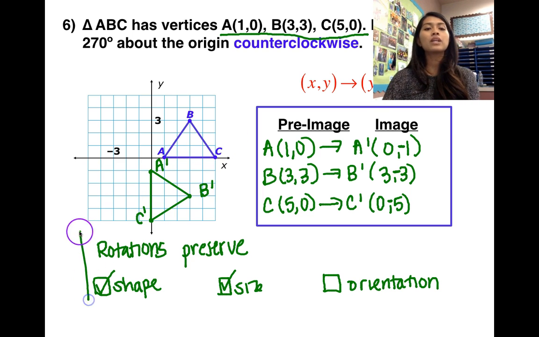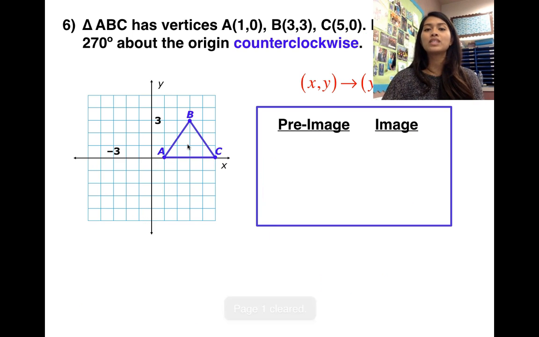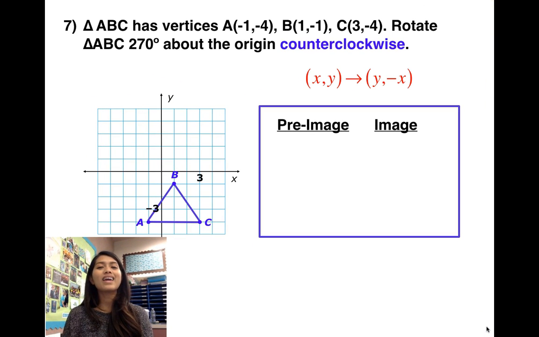Now keep in mind that whenever shape and size is preserved, basically what's happening is it's creating congruent shapes, which means corresponding sides are going to be congruent and corresponding angles are going to be congruent. Now we are going to go a little more into detail with that in future lessons, but I do want to kind of pre-expose you to those concepts that these figures are indeed congruent. Now with that said, I'm going to actually have you move on to the next example and go ahead and rotate this triangle 270 degrees about the origin counterclockwise.